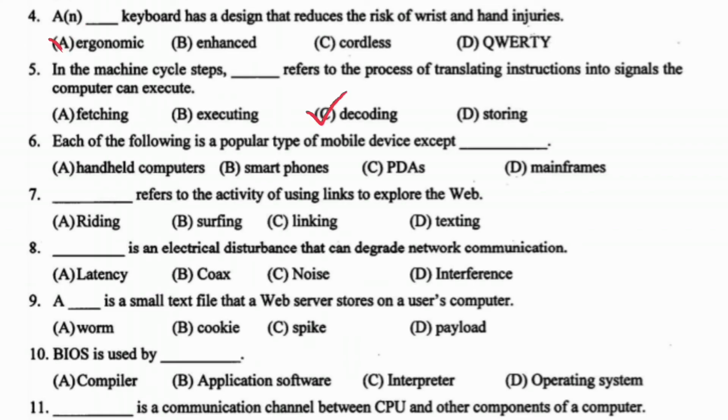Decoding. Each of the following is a popular type of mobile device except mainframes. Dash refer to the activity of using link to explore the web. Surfing. Dash is an electrical disturbance that can degrade network communication. Noise. A dash is a small text file that a web server store on a user computer. Cookie. BIOS is used by operating system.